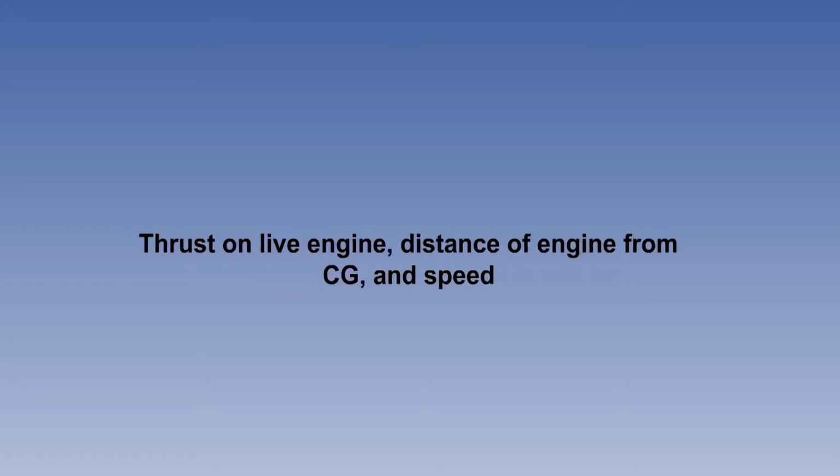The rolling and yawing moments, and the power of the flight controls to balance them, will determine the controllability of an aircraft with asymmetric thrust. These rolling and yawing moments are affected by thrust on the live engine. Yawing moment increases with thrust, and the further out the engine is mounted on the wing, the larger the moment. Thrust is greatest at low speed and maximum power.